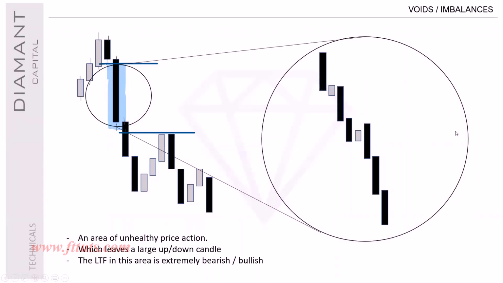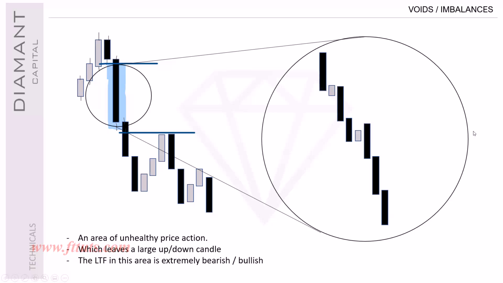So voids and imbalances, what are they? Like I said previously, it's an area of unhealthy price action which usually leaves a large up or down candle, depending on whether you're in an uptrend or a downtrend. In institutional order flow theory, you've got this manipulative up candle that makes traders think, okay, we're going up. Then as soon as that happens, a down candle, and straight after, so much volume is poured into the market where, if this is a 4 hour or a 1 hour, for example, this is extremely bearish.